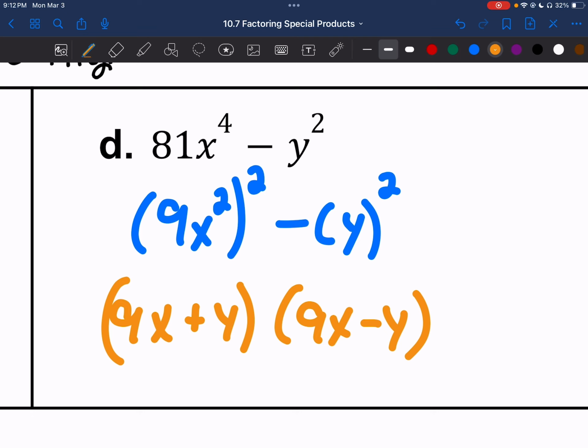And if you were to FOIL that, 9x squared plus y and 9x squared minus y, you get 81x to the fourth minus 9x squared y plus 9x squared y, and then minus y squared. And those middle terms cancel out, and you're left with 81x to the fourth minus y squared.